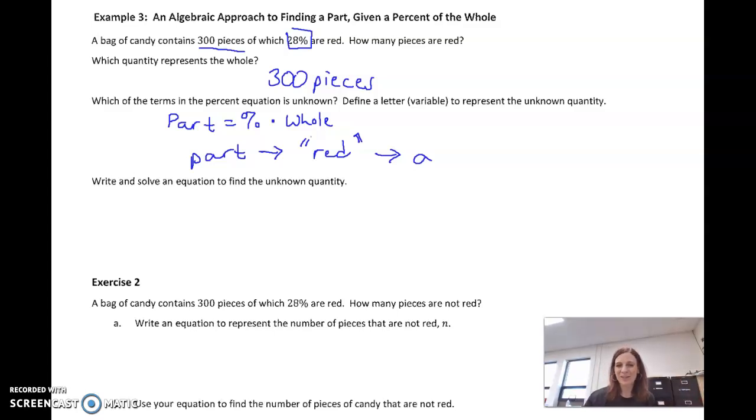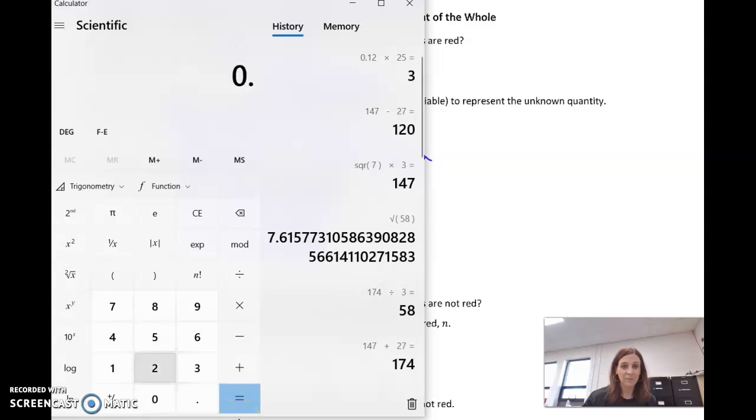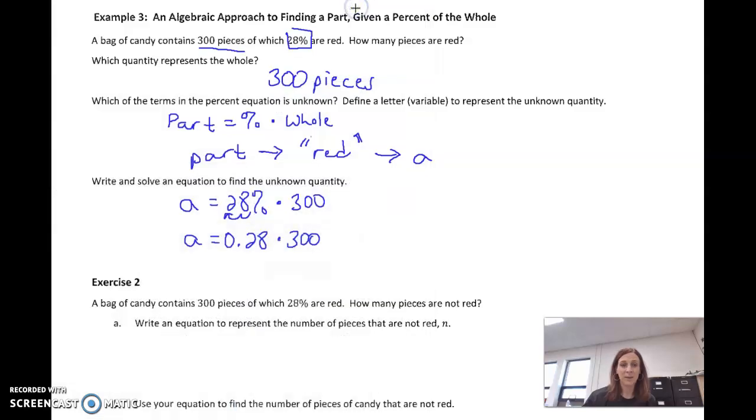Okay? So it says write and solve an equation to find the unknown quantity. So I'm going to use A for part. Our percent is 28% times our whole, which is 300. Okay, so again, I'm just using this equation here. I change my percent into a decimal. So it's 28 hundredths, 0.28 times 300. And again, you can just grab a calculator. 84. Okay, so A equals 84 what? Red candies, or red pieces.